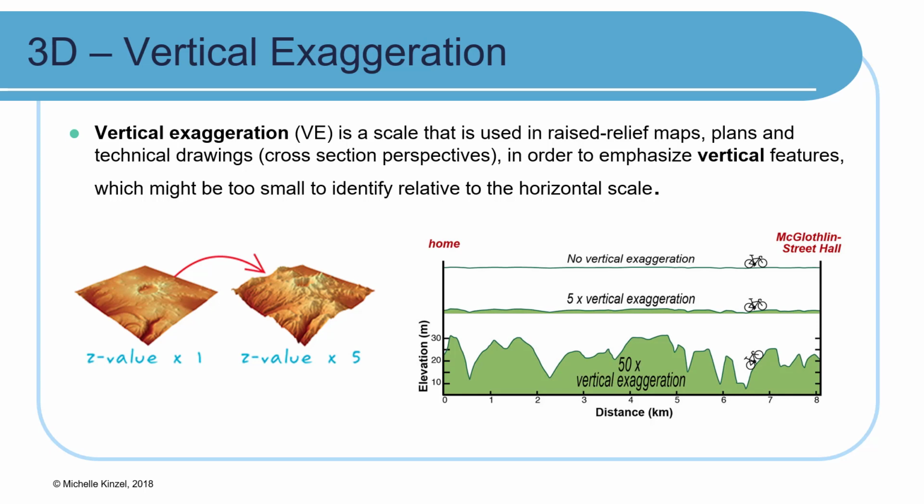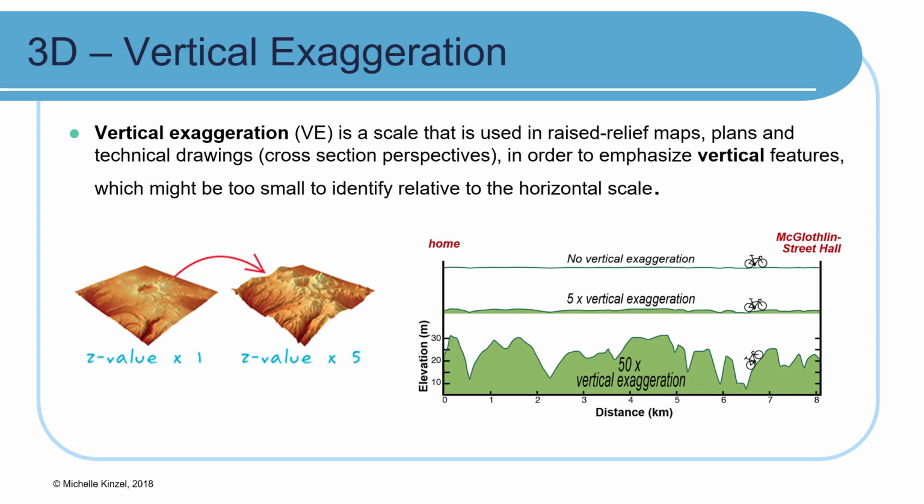Vertical exaggeration is a concept where a scale is used in raised relief maps, plans, and technical drawings. Think of it as a cross-section perspective, and its purpose is to emphasize vertical features that might be too small to identify relative to the horizontal scale. This has to do with the size of our map and what we're trying to show and display in our map. And so sometimes we need to use vertical exaggeration in order to really show those features.